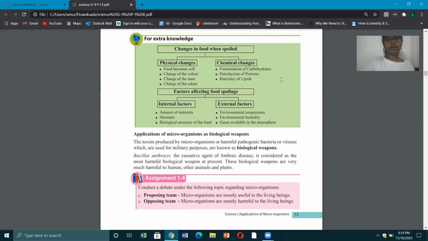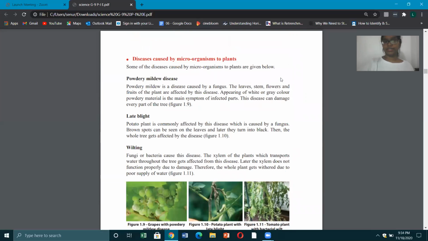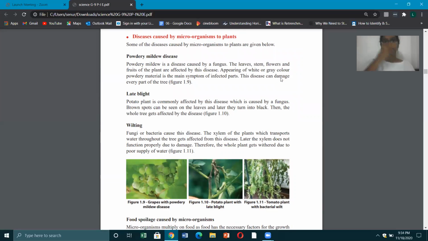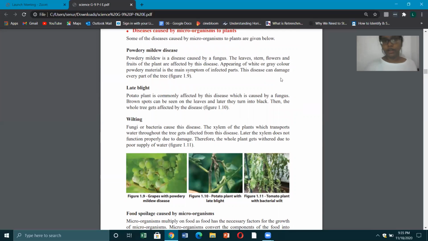So now we are coming to the last two pages of this lesson. We were talking about the diseases caused by microorganisms to the animals, but we should not forget about plants, because when it comes to science, plants play a huge role, because plants are also known as living organisms. Okay, there are three main diseases caused by microorganisms to the plants: powdery mildew disease, leaf blight, and wilting.